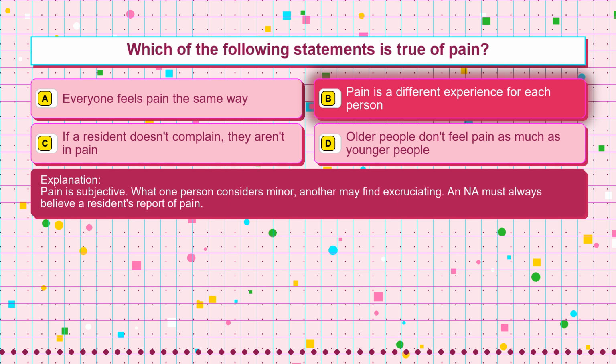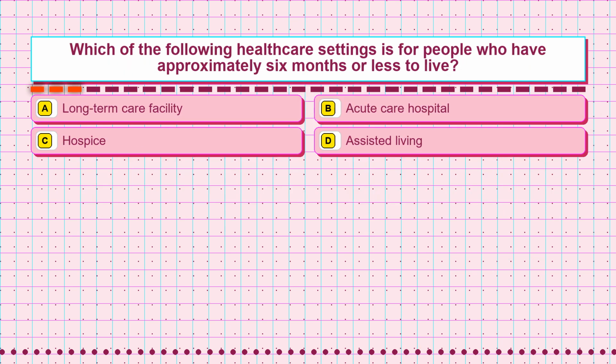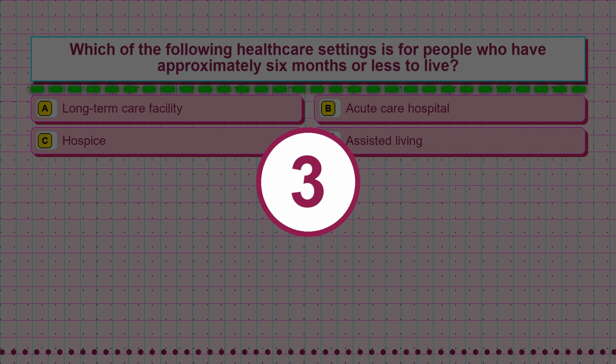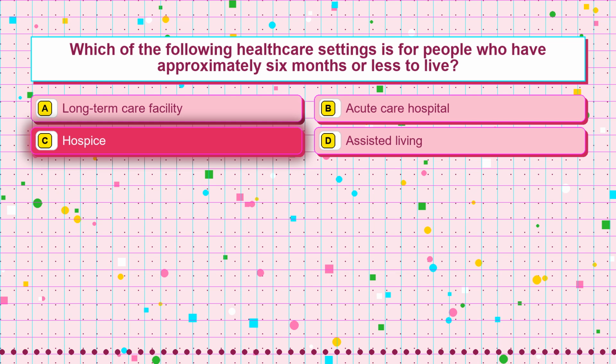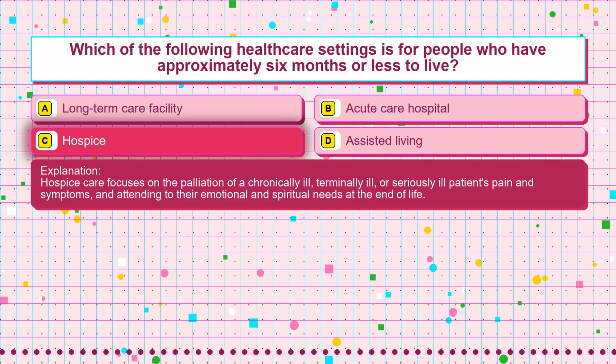Question 96. Which of the following healthcare settings is for people who have approximately 6 months or less to live? Option A, long-term care facility. Option B, acute care hospital. Option C, hospice. Option D, assisted living. The correct answer is option C, hospice. Hospice care focuses on the palliation of a chronically ill, terminally ill, or seriously ill patient's pain and symptoms, and attending to their emotional and spiritual needs at the end of life.